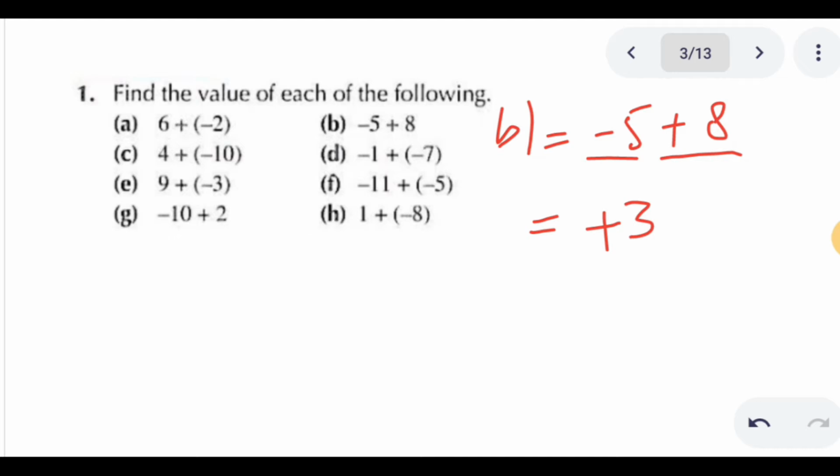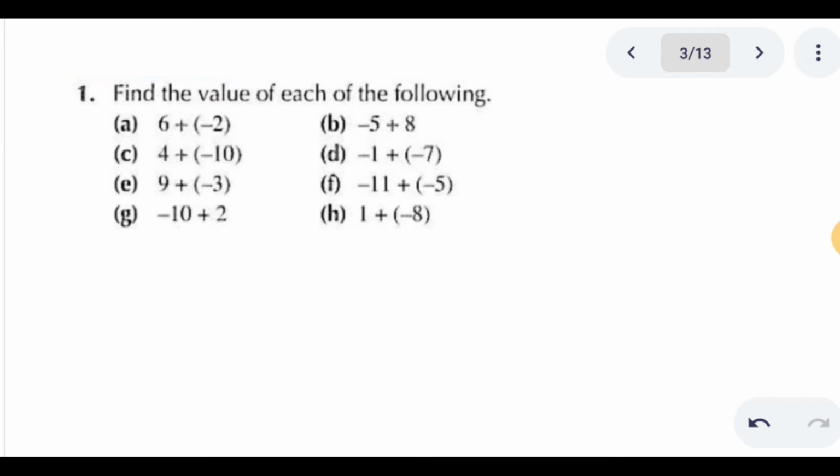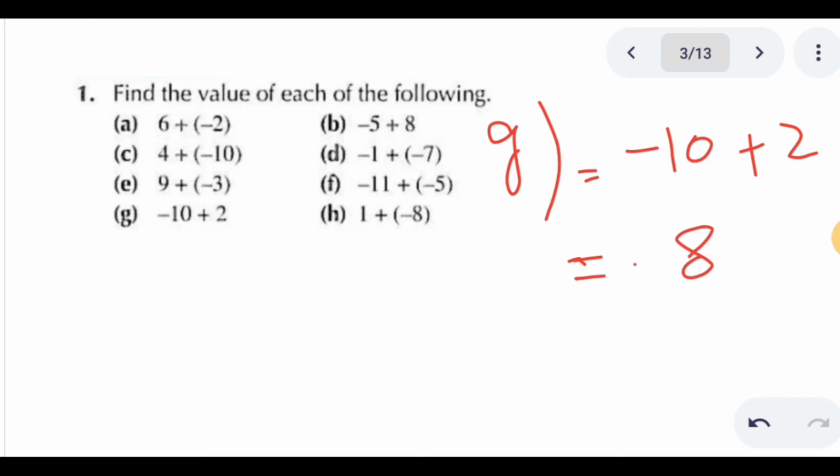Now we are going to solve another part, part G. In this part we have minus 10 plus 2. So first plus minus is minus, therefore we have to subtract 2 from 10, and the answer will be 8. Now the minus sign is with the bigger number, so we have minus 8.